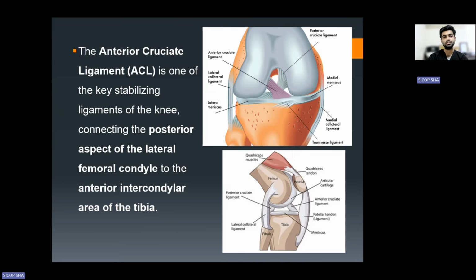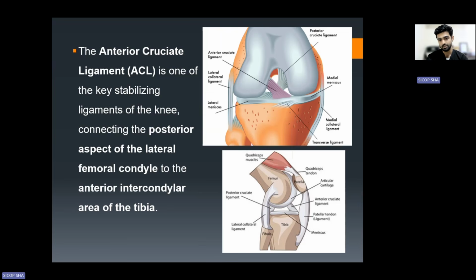Now, the basics: the anterior cruciate ligament. We all know that the knee joint is surrounded by multiple ligaments, in which the anterior cruciate ligament is one of the key stabilizers of the knee, connecting the posterior aspect of the lateral femoral condyle to the anterior intercondylar area of the tibia. So it runs from posterior to anterior. We can see in the diagram that the anterior cruciate ligament runs from the posterior aspect of the lateral femoral condyle to the anterior inferior area of the tibia.